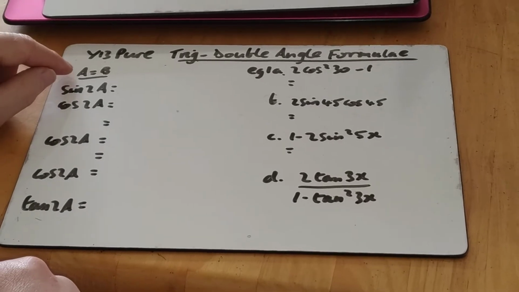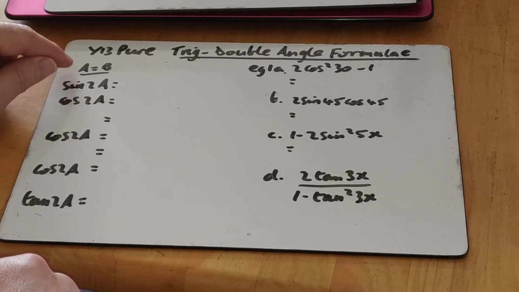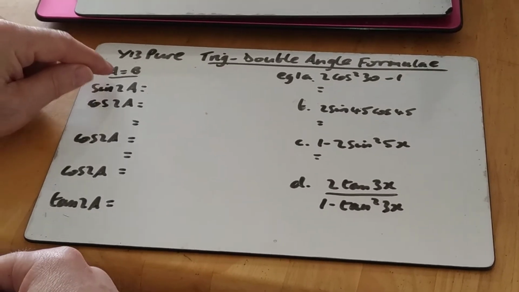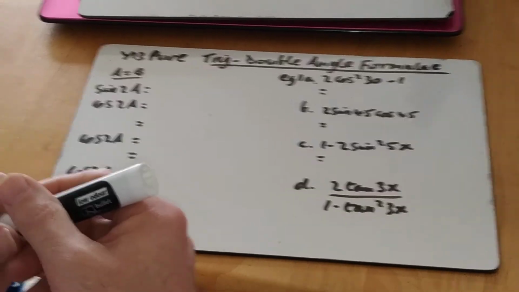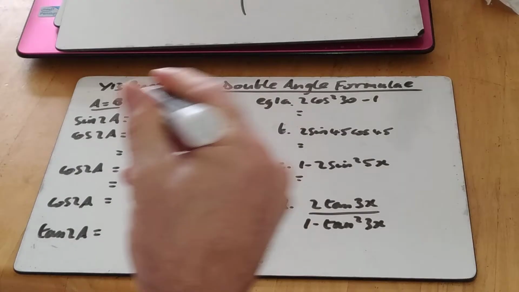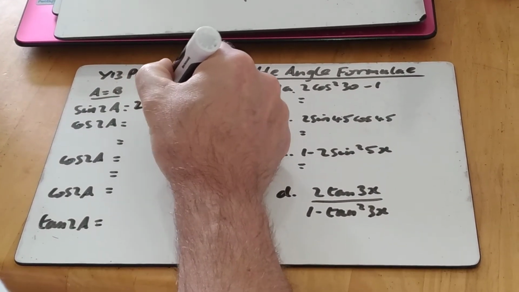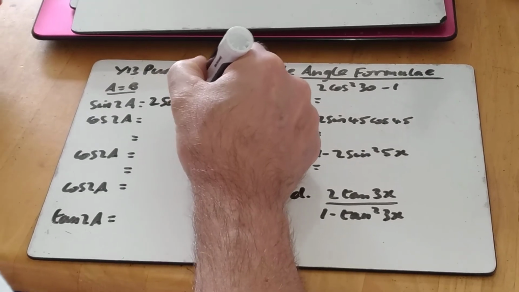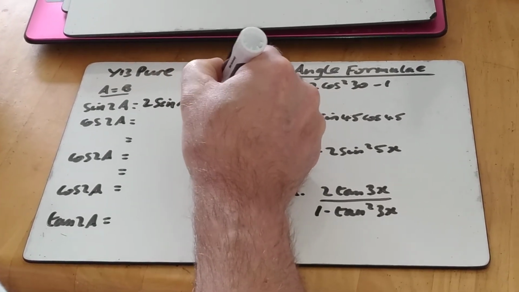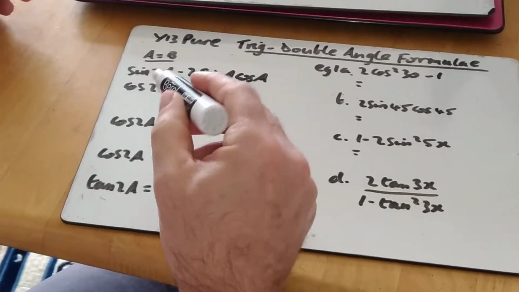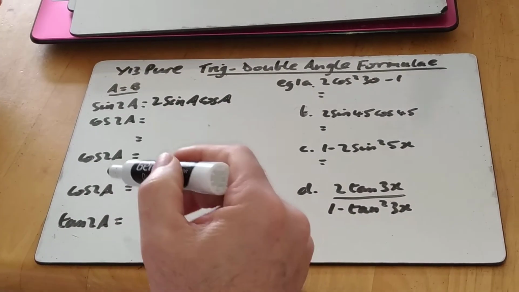And we derive them by where we had a and b in our formula before, let b equal to a, and sub it in. So instead of having sine a cos b plus cos a sine b, we have sine a cos a plus cos a sine a, so we end up with sine of 2a being 2 sine a cos a. Now, for cos 2a, we've got three different versions.